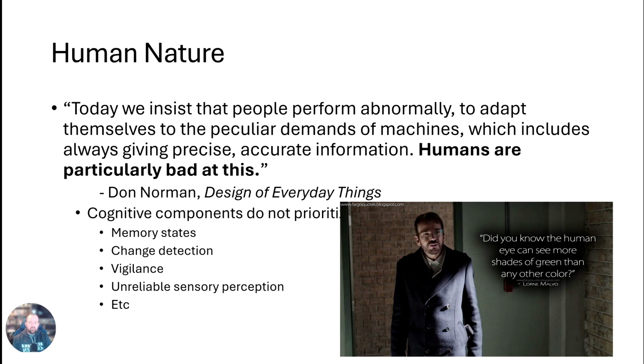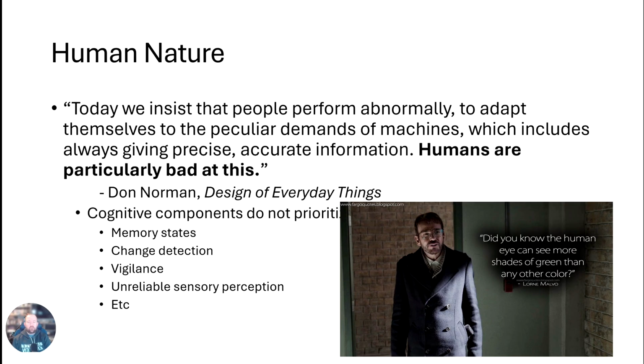And then we look at human nature. So in this book, The Design of Everyday Things, one of the most prominent design books of all time: "So today we insist that people perform abnormally to adapt themselves to the peculiar demands of machines, which includes always giving precise, accurate information." We're really bad at this. At every level, humans are not great at precise, accurate information or precise, accurate actions repetitively. We're not very good with that typically.